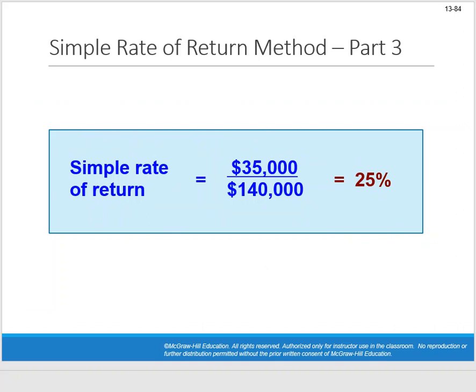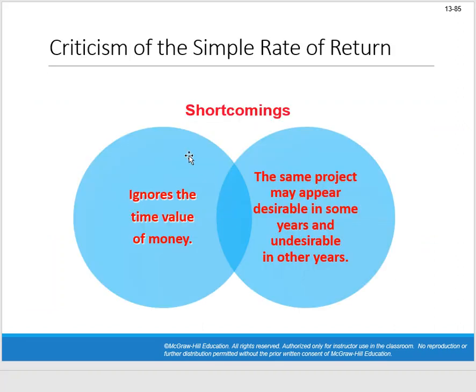Now, it was easy to do, but there are a few shortcomings. First, it entirely ignores the time value of money, which, as we talked about, is an important concept in this chapter. This one kind of baffles me. The same project may appear desirable in some years and undesirable in other years. I'm not sure why that would be.